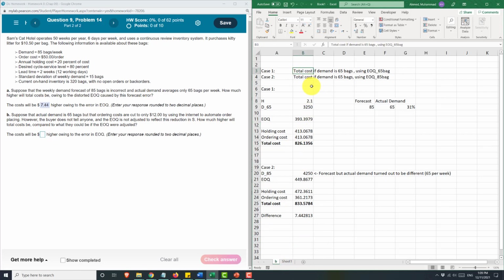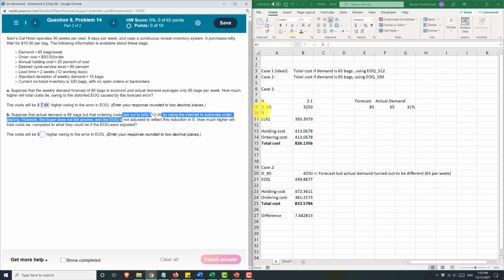And in part B, our ideal case is that our demand is 65 and we calculate EOQ using S of $12. Case one is the ideal case, using the lower ordering cost. And case two is that we do use the correct demand. We know demand is 65, but we continue to think that the ordering cost is still 50, whatever it gave us here. Then we can compare the two costs.